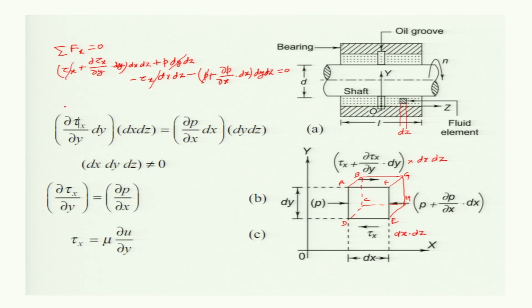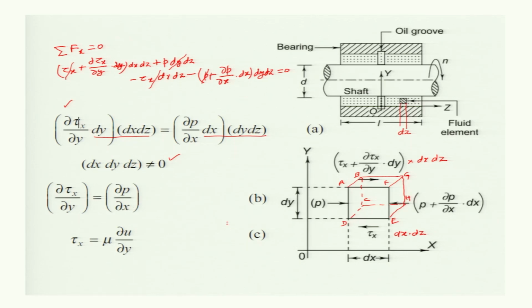You will now have del tau x over del y dy dx dz is equal to del p over del x dx multiplied by dy. So dx dy dz you will get here and here. The volume will not become 0, and so the other term should be del tau x divided by del y is equal to del p over del x.